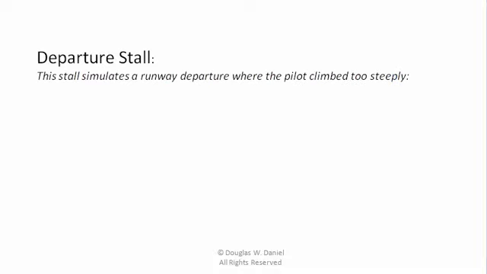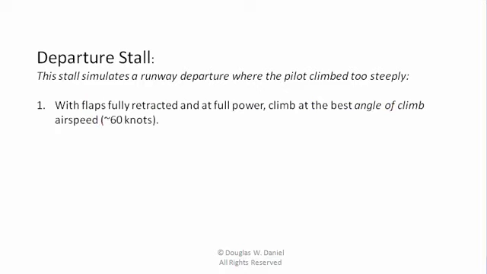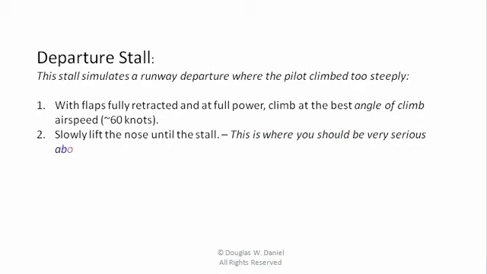A departure stall. This is the hairiest of all the stalls. This stall simulates a runway departure where the pilot climbed too steeply. With flaps fully retracted and full power, climb at the best angle of climb airspeed, about 60 knots. Slowly lift the nose until the stall. This is where you should be very serious about P factor compensation if you want to avoid spin practice.